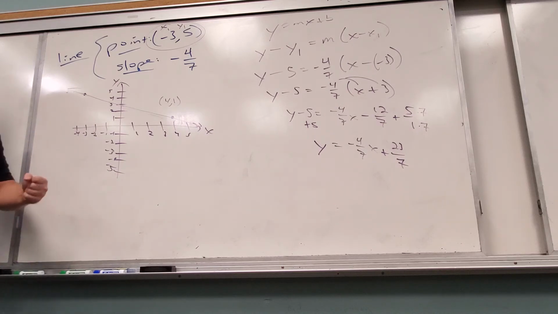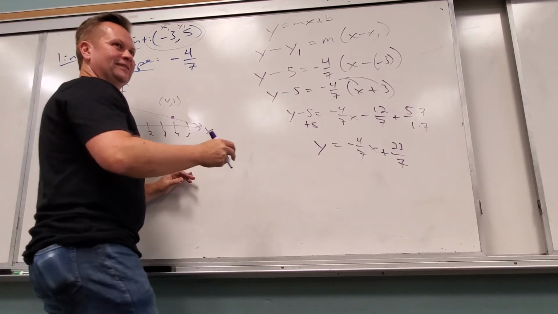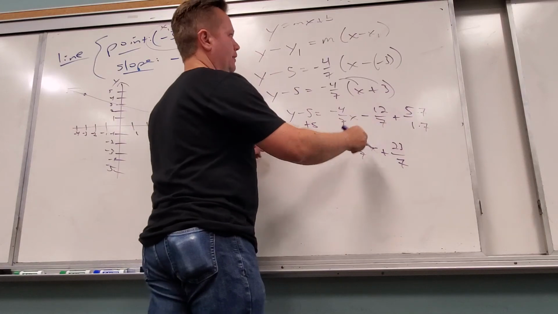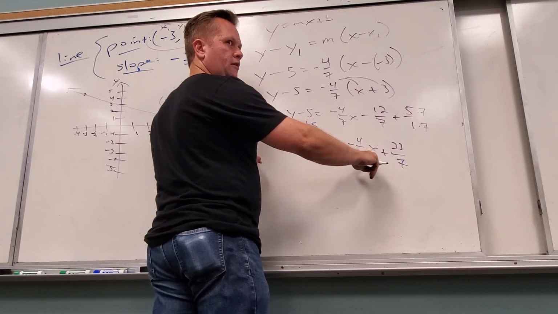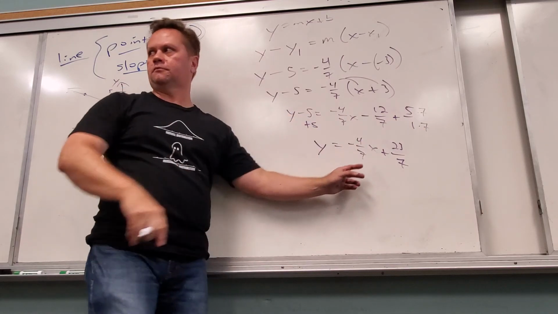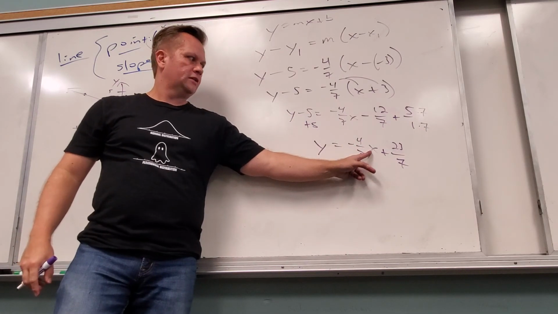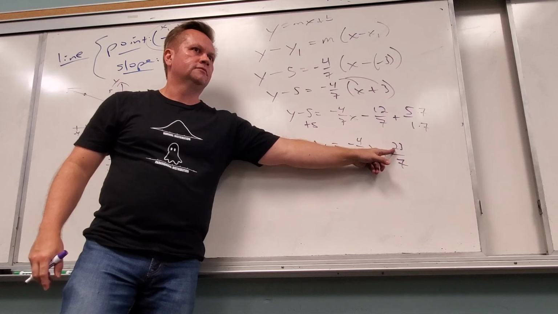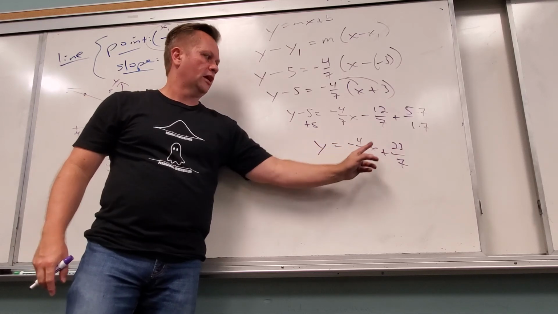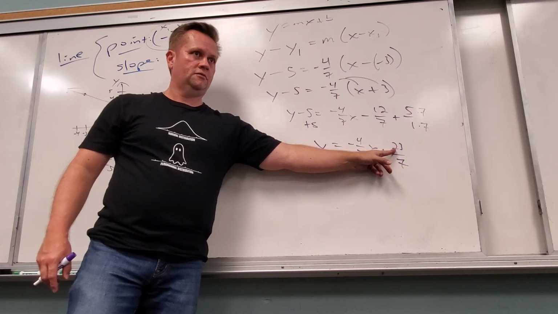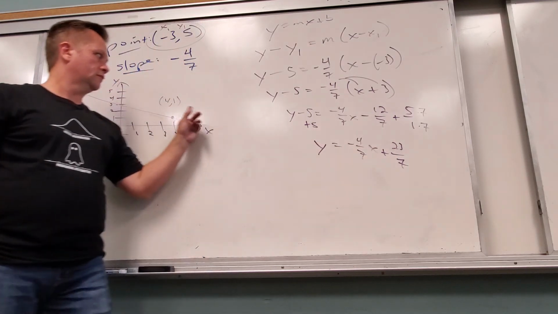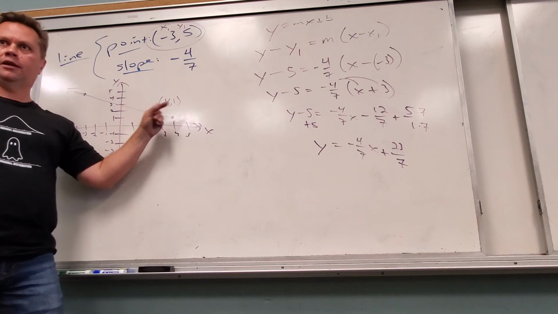Now watch this. Now this is not that amazing. If I plug a 4 in here, what's negative 4 times 4? Negative 16. Negative 16 plus 23? 7. 7 divided by 7? 1. So when I plugged a 4 in, I got a 1 out.